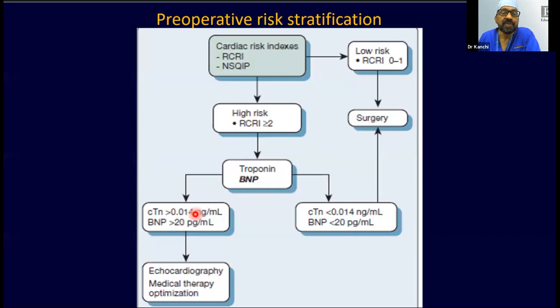But if it is elevated, we need to look into the ventricular function by using echocardiography and cardiology consultation and the medical therapy optimization, and probably delay the operation until the troponin levels have come down to normal.